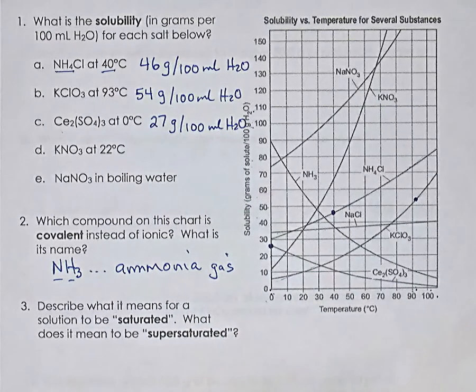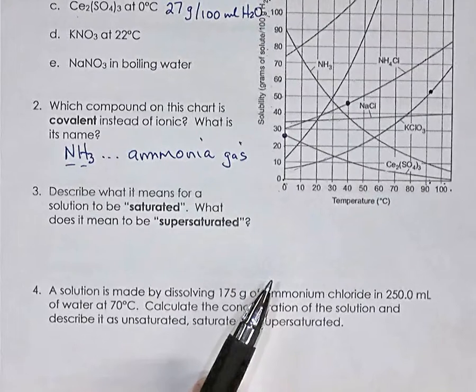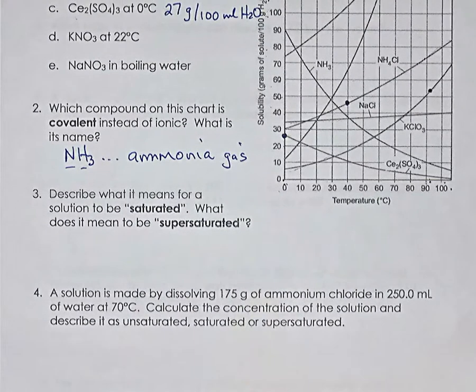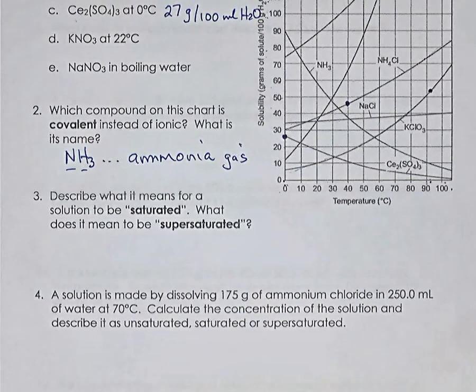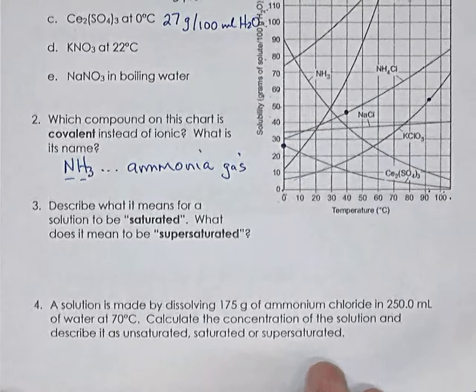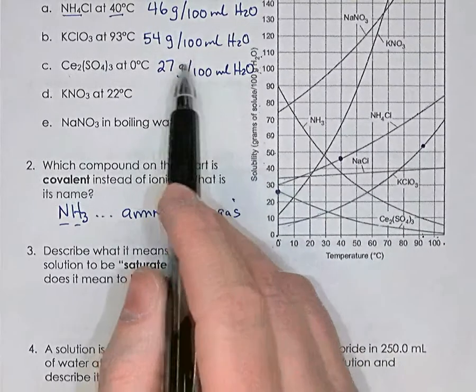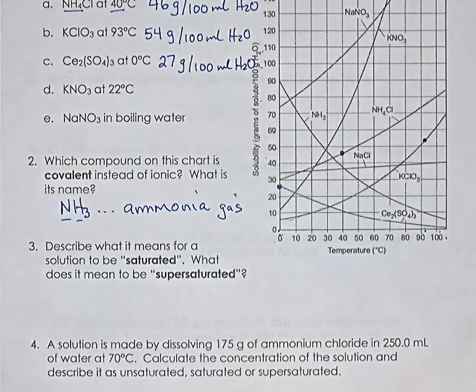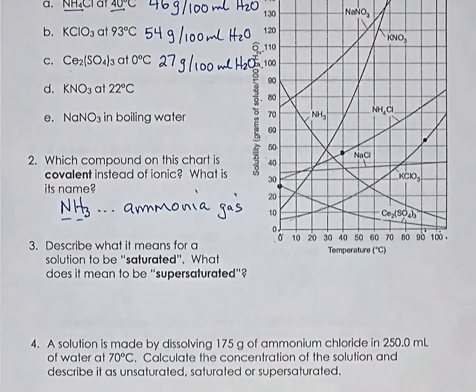Okay? So what does it mean for a solution to be saturated? What does it mean for it to be supersaturated? To be saturated simply means the concentration of the solution is equal to the solubility of the salt, or of the solute. Another way to say that is if it's saturated, you cannot dissolve any more solute. So you've reached the maximum possible concentration when a solution is saturated.